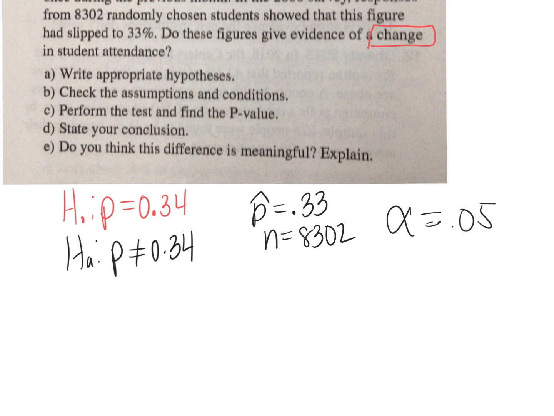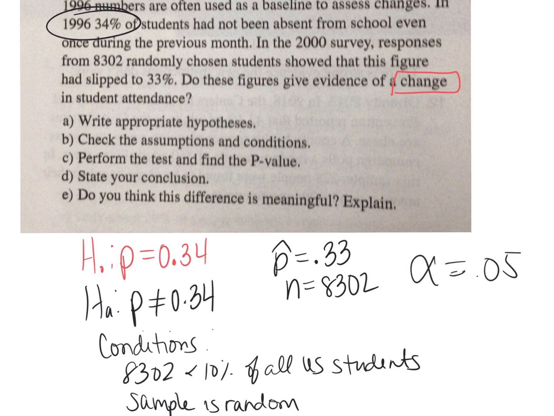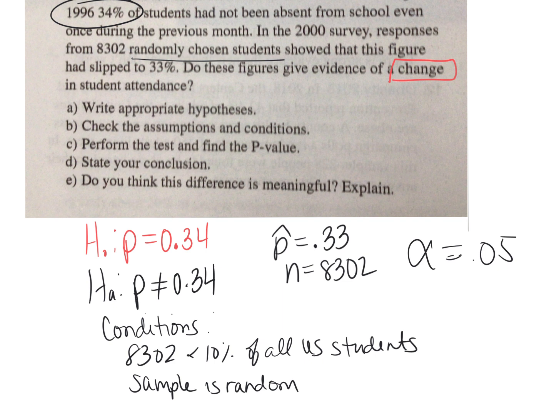Check your conditions. Did we need help on that? Is 8,302 less than 10% of all U.S. students? Absolutely. Is the sample random? Sample is random. You can say stated, right? Randomly chosen students. Don't say representative when the problem tells you it's random. It's random. Okay, look for those keywords.